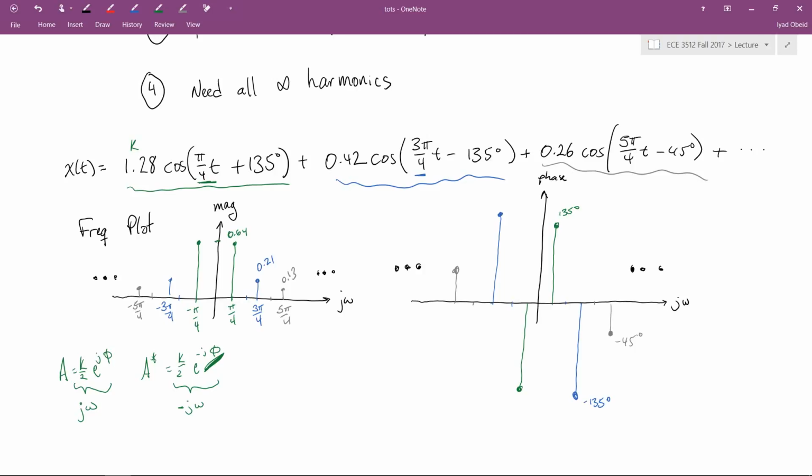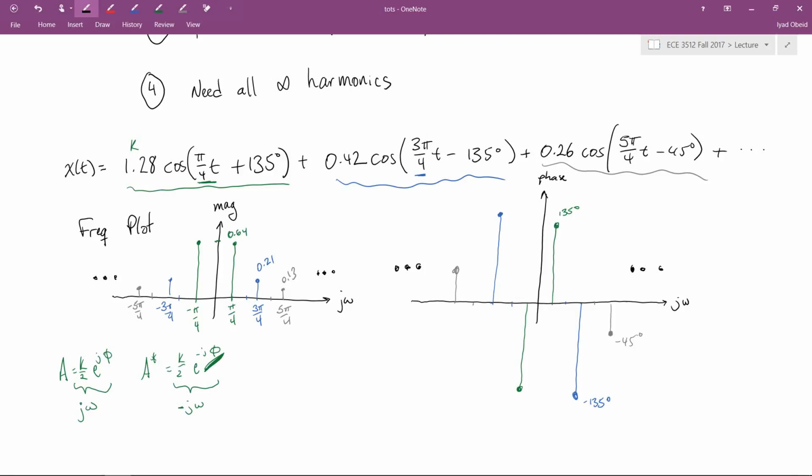And likewise with the phase plot, if I showed you the right-hand side, you could work out what the left-hand side would be. It's not quite the mirror image, it's the negative mirror image. In other words, if I showed you just the 135-degree stick, you could infer that there would have to be the equal and opposite stick at negative frequencies.